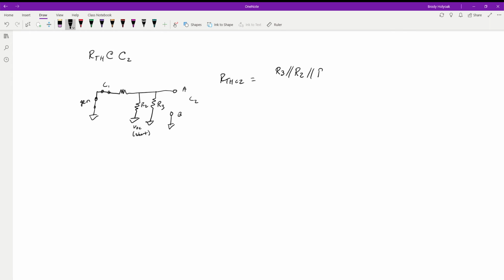So now we can go through and solve for those values, and again, FC2 is going to be equal to 1 over 2 pi times our R Thevenin for capacitor 2 times the capacitance of C2. That's going to give us our 2 points, and now we have our 2 critical frequencies.